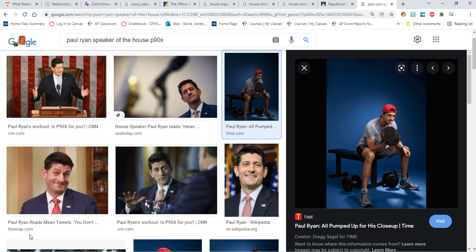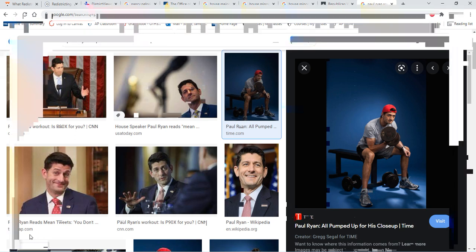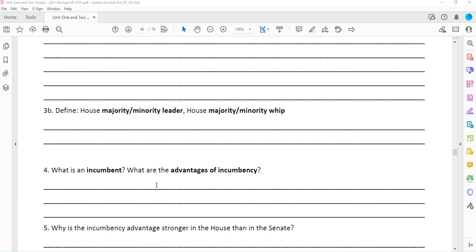Okay, back to work. Next up is a very important topic, incumbency. So what is an incumbent? Somebody who already holds office is an incumbent. The advantages of incumbency are numerous. So I guess I can type some of them out here since I've got the computer right here. So one, we'll just call it familiarity. Oh, never mind, I'm not going to do that. That's going to take too long. Familiarity. So people know who they are. They have a record of accomplishment.